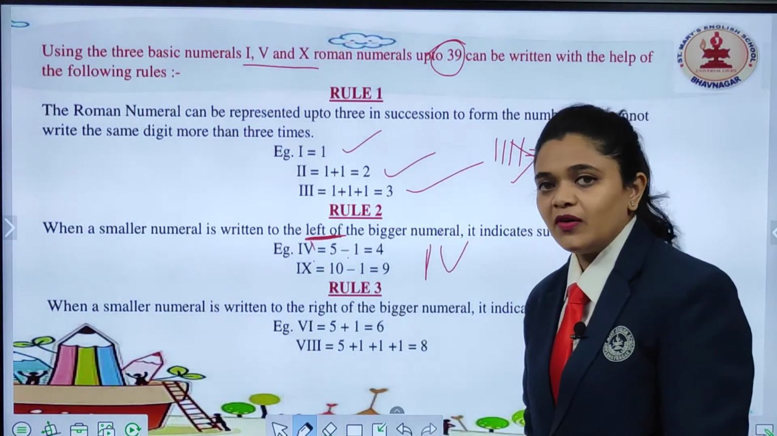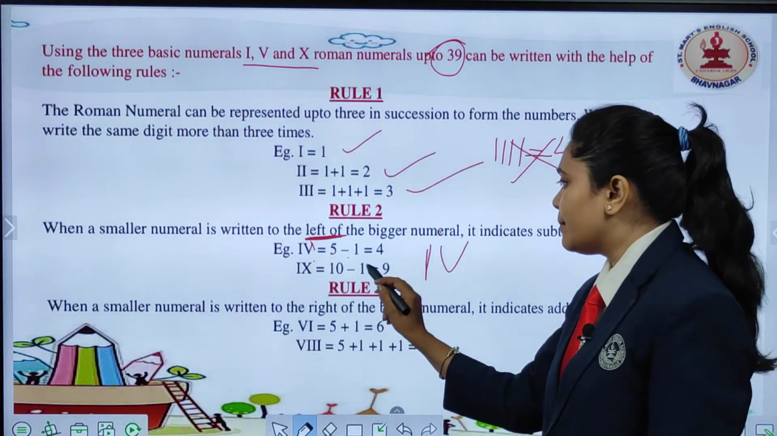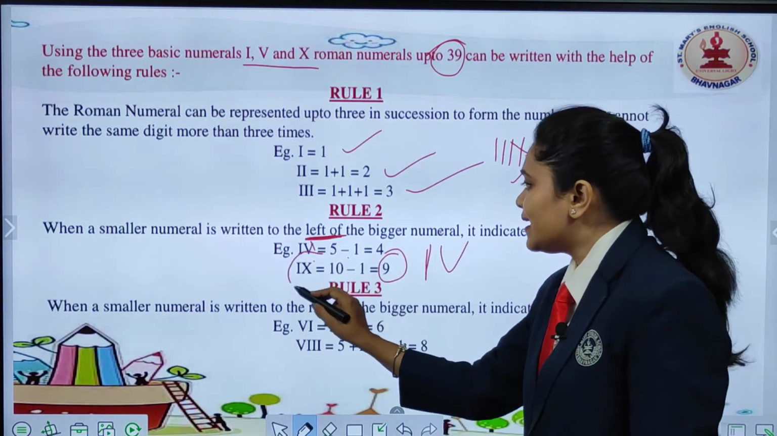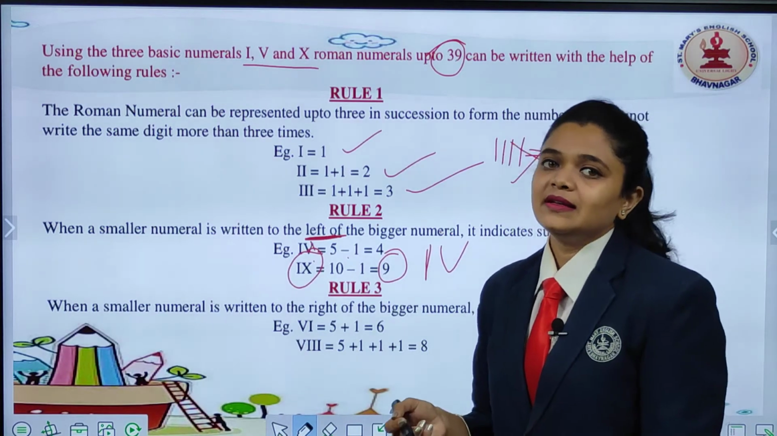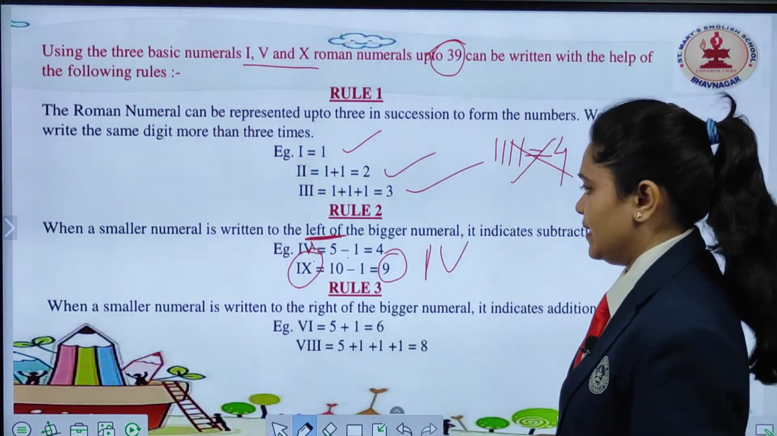X stands for 10, I stands for 1. So 10 minus 1 gives us 9. So IX means what? 9. This is how we get the numbers. Okay students. Now rule number 3.